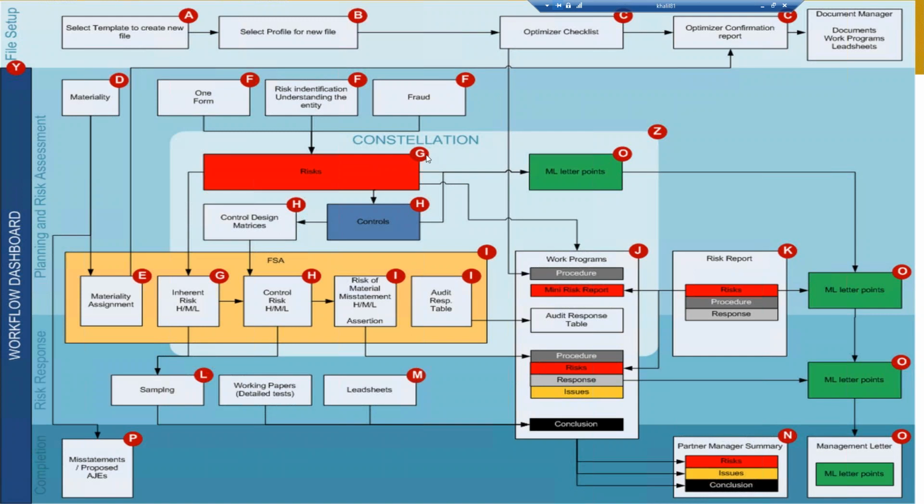Identified risks also lead to identifying controls, which will mitigate those risks and feeds into the control design matrices and flow back into the FSA to assist in calculating control risk. With inherent risk and control risk calculated, the risk of material misstatement can be derived at the assertion level and update the work programs. Information from the optimizer checklist, risks, and FSA, including the risk of material misstatement and audit response table, flow into the respective work programs.